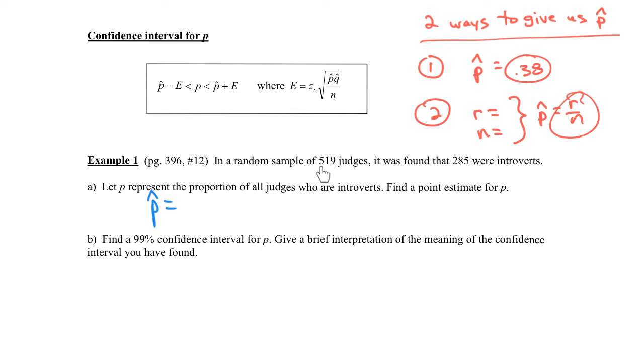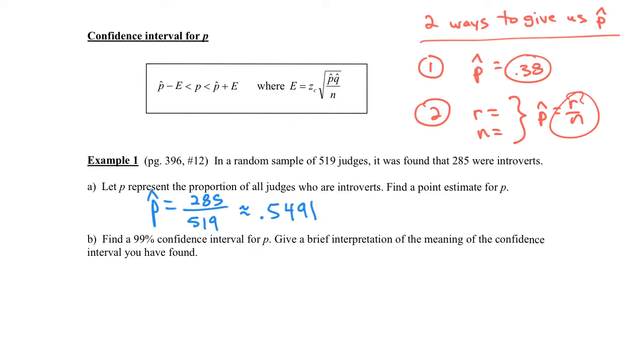They're saying in a random sample of 519 judges, it was found that 285 were introverts. So number of trials, number of successes, right? The success is the thing that we're looking for. We just count them. So p hat is going to be equal to 285 over 519, or for the decimal fans, approximately 0.5491, right around 55%. So that's how we get p hat.